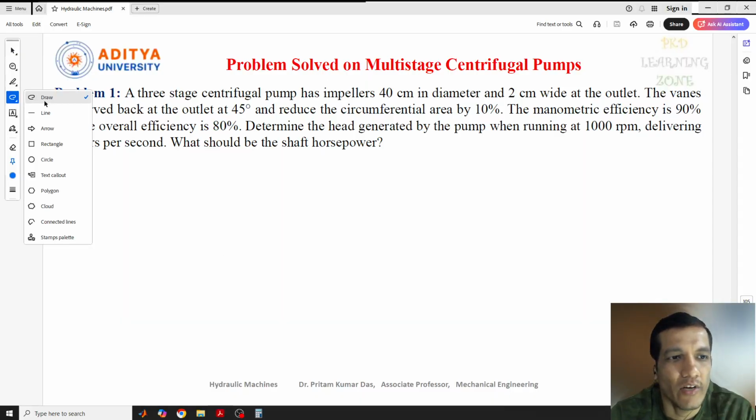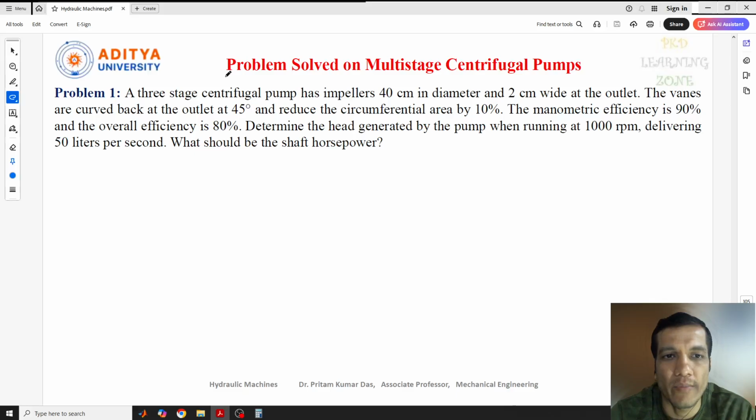In this lecture, we'll solve a problem on multistage centrifugal pumps. In our last lecture, we discussed the theory part of multistage centrifugal pumps, and we also discussed the working of this multistage centrifugal pump. So based on that concept, we'll solve a problem.